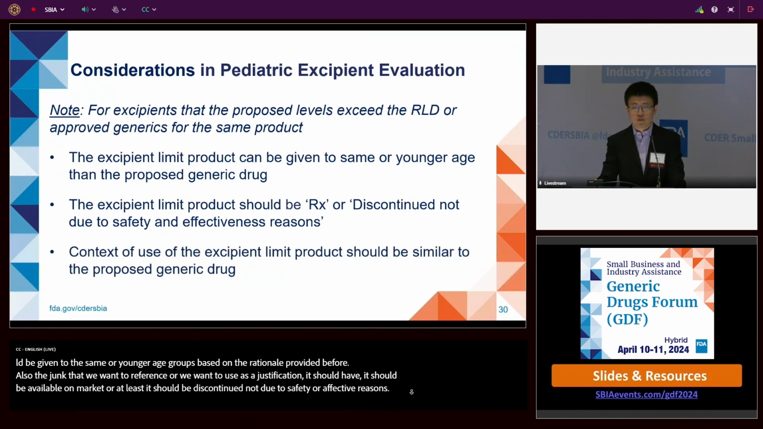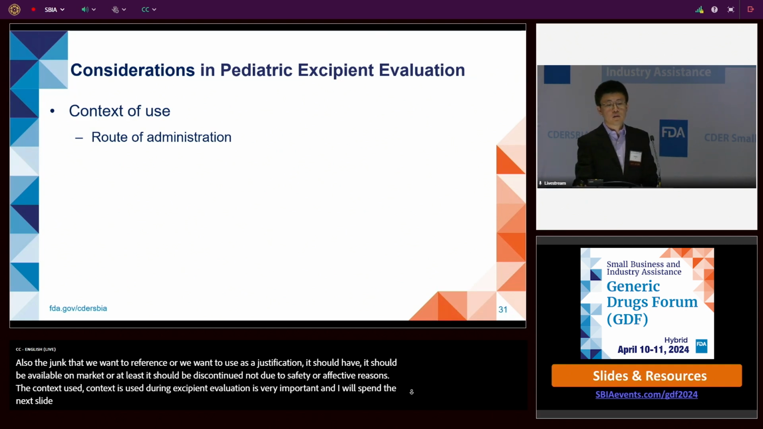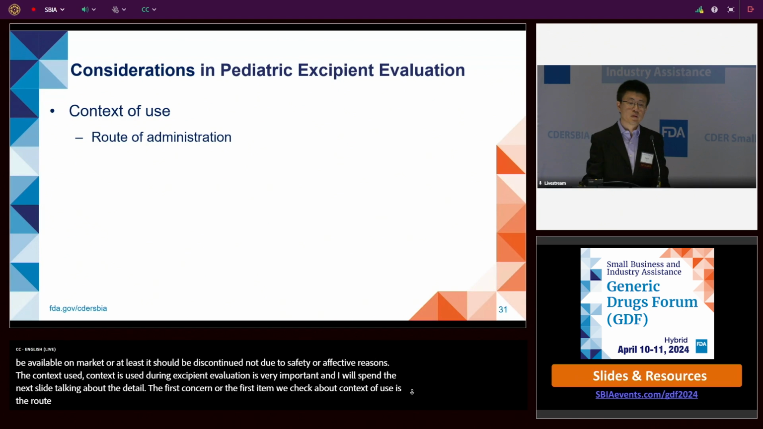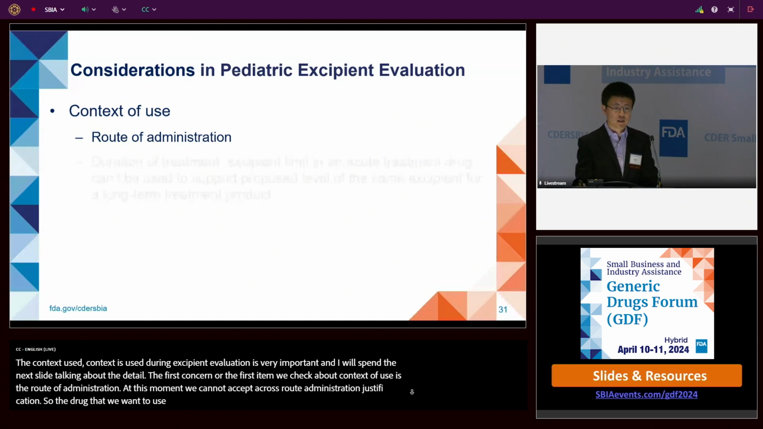And the context of use during the excipient evaluation is very, very important. I will spend the next slide talking about that in a little more detail. I still have 3 minutes, I guess. So the first item we check about context of use is the route of administration. At this moment, we cannot accept a cross-route administration justification. So the drug we want to use for justification must have the same route of administration.